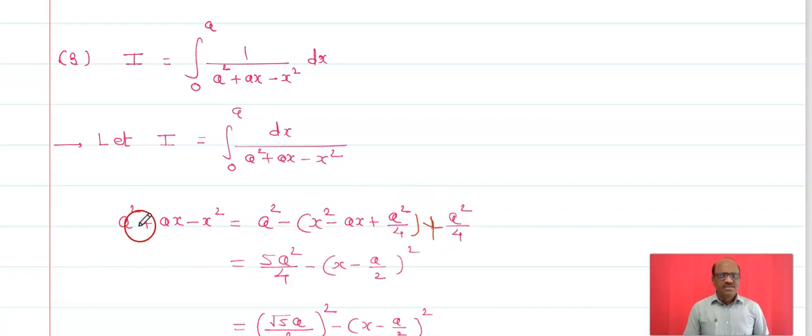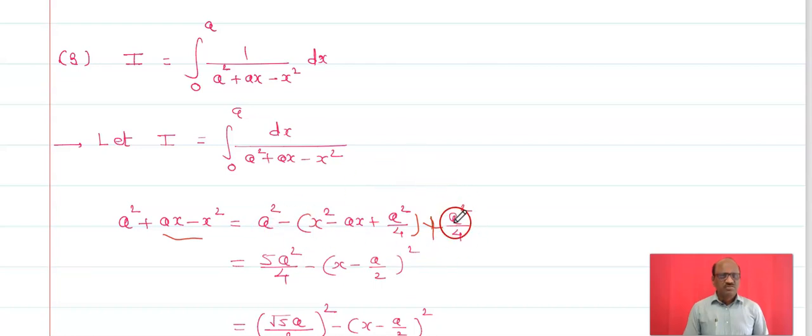That means, here I have written a square as it is, and from these two terms I took the minus sign common. Taking the minus sign common, what do I get in the bracket? x square minus ax. What will be the second term? That is ax upon 2, which is a upon 2, that is a square upon 4. Bracket complete. That is, I am subtracting a square upon 4 here, and adjusting by adding a square upon 4.